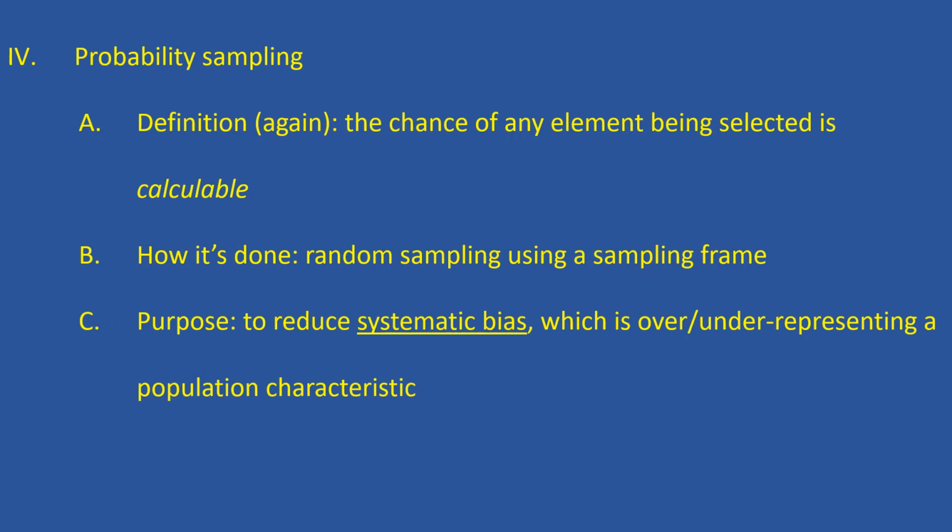And to do that, you have to have what? A sampling frame, a list of all the elements in the population, in the target population. Remember, you define a target population, you say, I want to study these people. You have to say that up front. Who are you trying to study? And then you get a list of all of them.